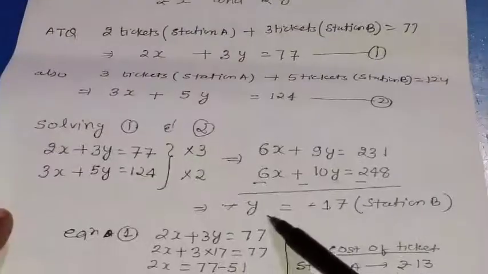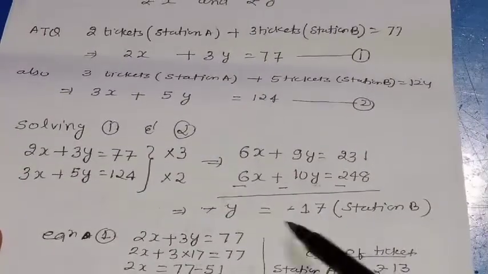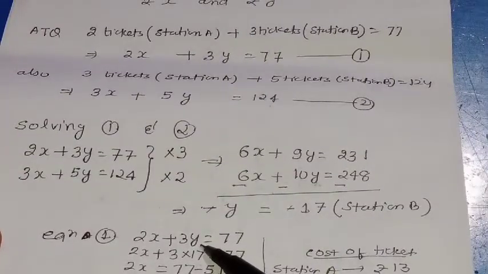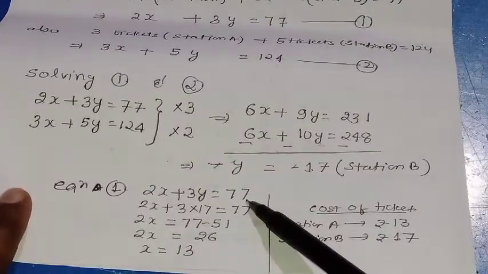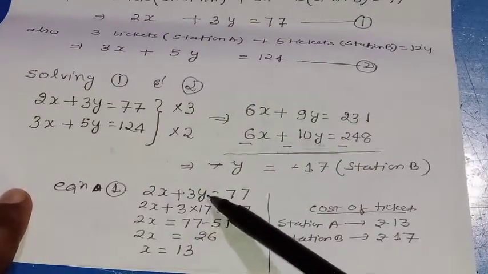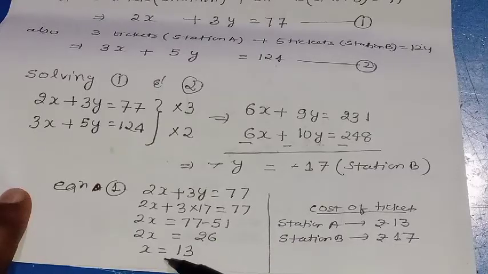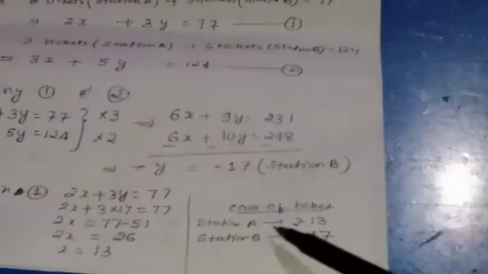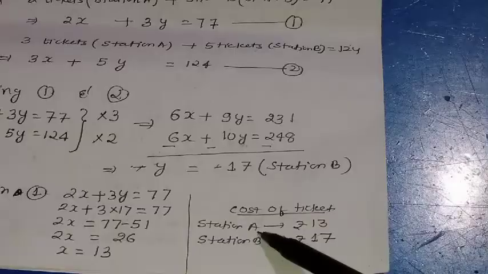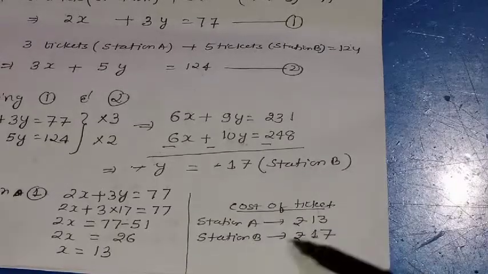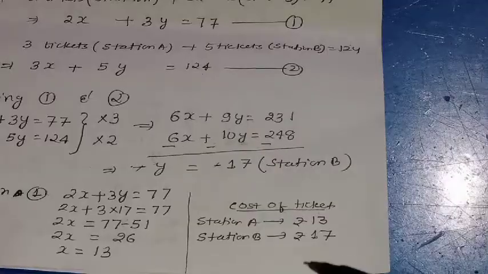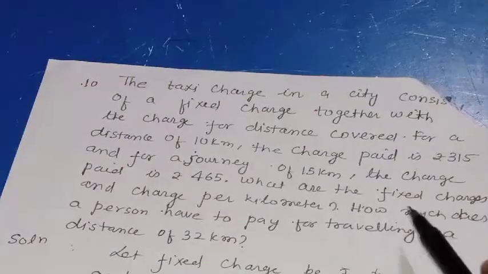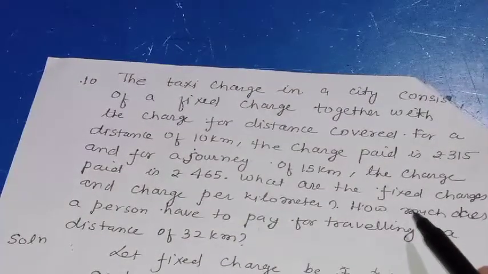Now this value of y, which is 17 rupees, we'll put in an equation. For my convenience, I have used equation number 1, that is 2x plus 3y is equal to 77. After putting the value y is equal to 17, we'll get x is equal to 13. So we'll say that the cost of a ticket from Delhi to station A is rupees 13 and the cost of a ticket from Delhi to station B is rupees 17.